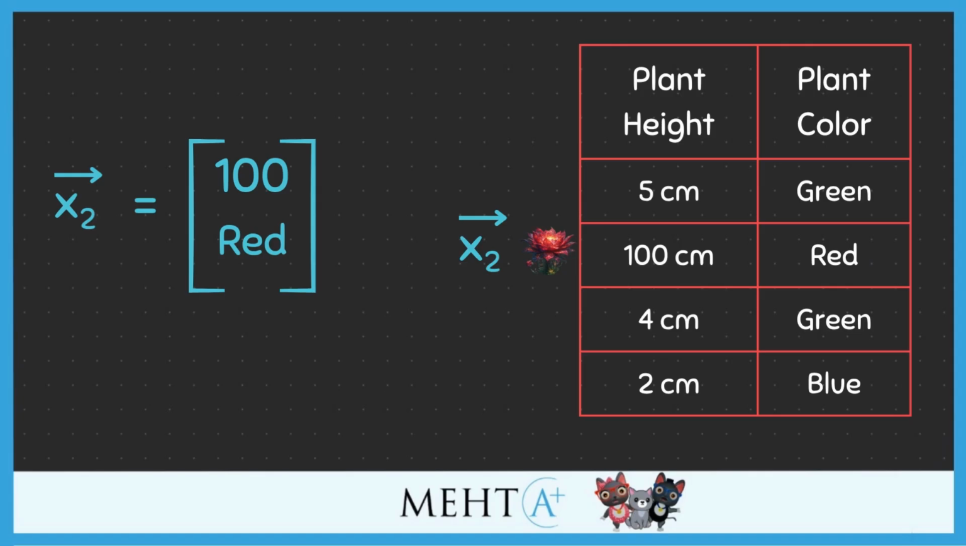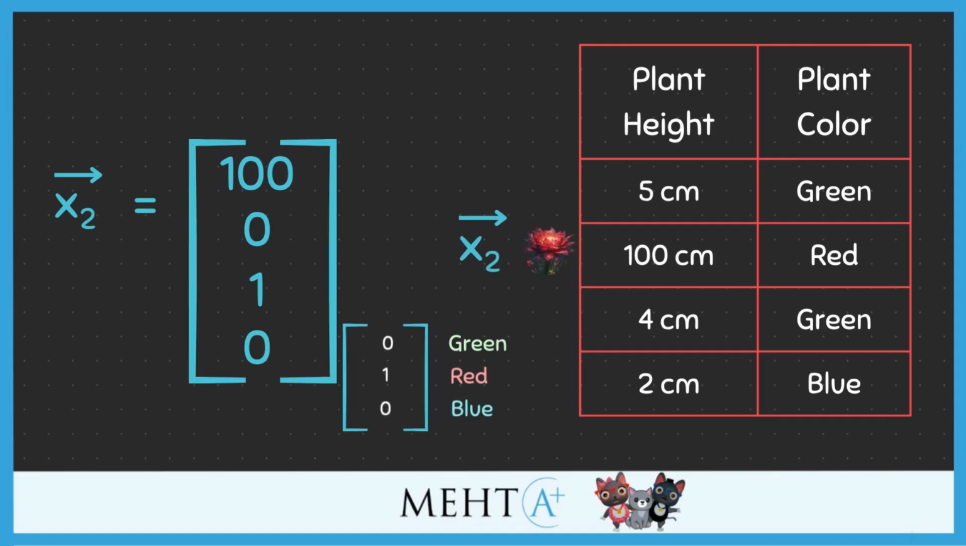Just to get a little more practice, let's create the feature vector for the second row in our dataset. Instead of 100 centimeters red, we instead have 100, 0, 1, 0. You can convert the other 2 on your own for some more practice. And that's pretty much it.